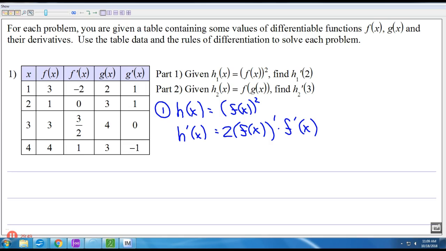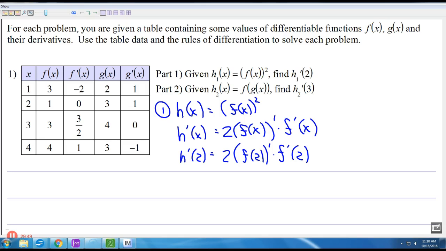And they're asking me to plug in 2. So h prime of 2 is going to equal 2 times f of 2 to the first, times f prime of 2. So you don't really need the composite stuff for this one. It's the second one we need the composite thing for. Here we're almost just multiplying.